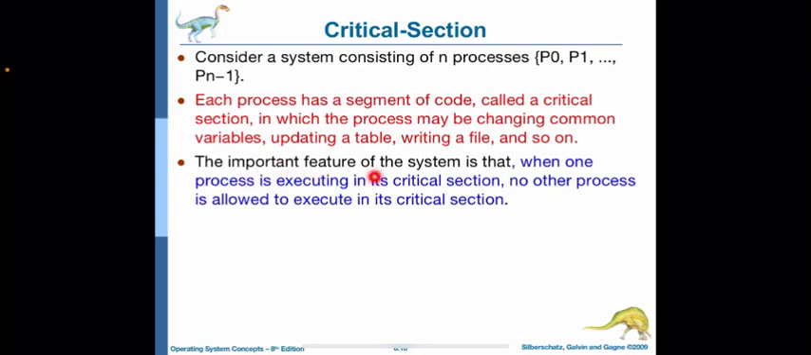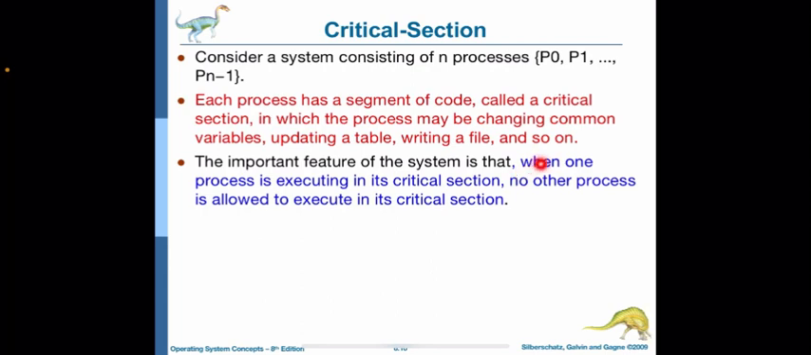The important feature of the system is that when one process is executing in its critical section, no other process is allowed to execute in its critical section. That is the condition here. For example, in case of producer and consumer, if the producer is working on count plus plus, no matter how many micro level instructions are there, the consumer is never allowed to execute count minus minus. Only after finishing all three steps of count plus plus is the consumer allowed to execute. That is the condition here.